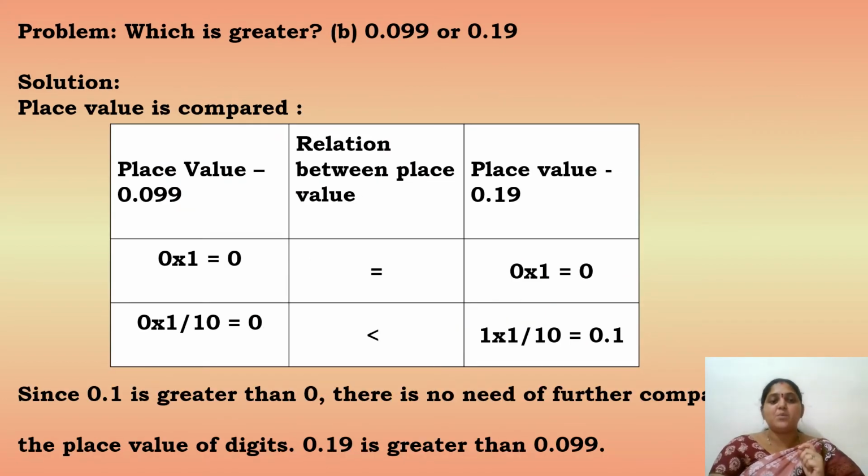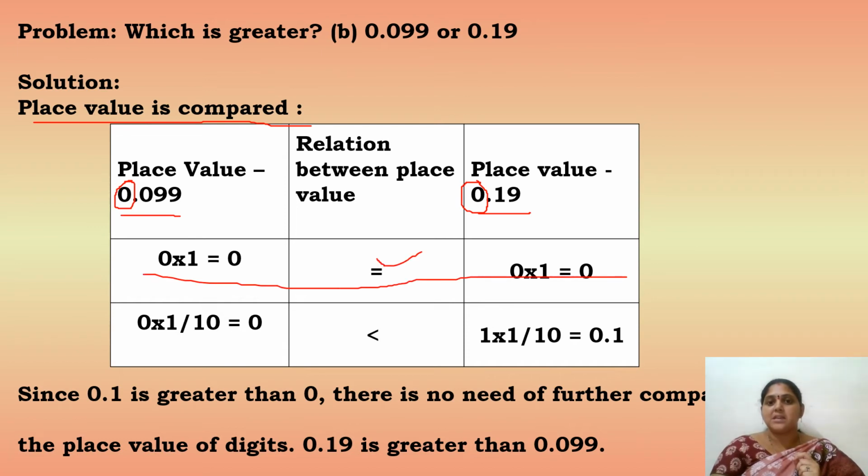Now, one more example we'll see here. Which is greater, 0.099 or 0.19? Now, place value is compared here. The place value of 0.099, its relation, and the place value of 0.19. Here, the digit in the ones place is 0 on both sides. So, 0 is equal to 0. The relation is equal to.